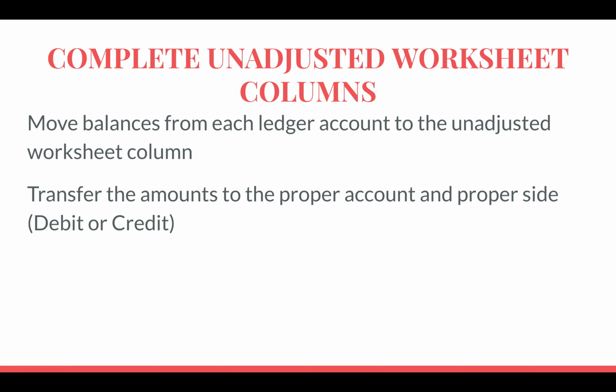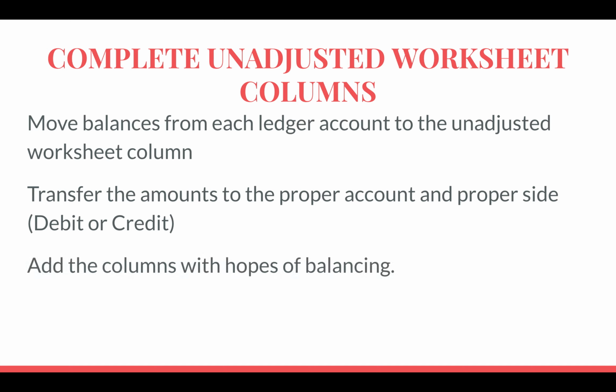Obviously, skipping an account or putting a balance on the wrong side is going to cause our numbers to be unequal. Take your time. And then we're going to add the columns up, cross our fingers, and hope that they balance. Now, many times they're not going to, and that's okay. The question is, how do we fix it?